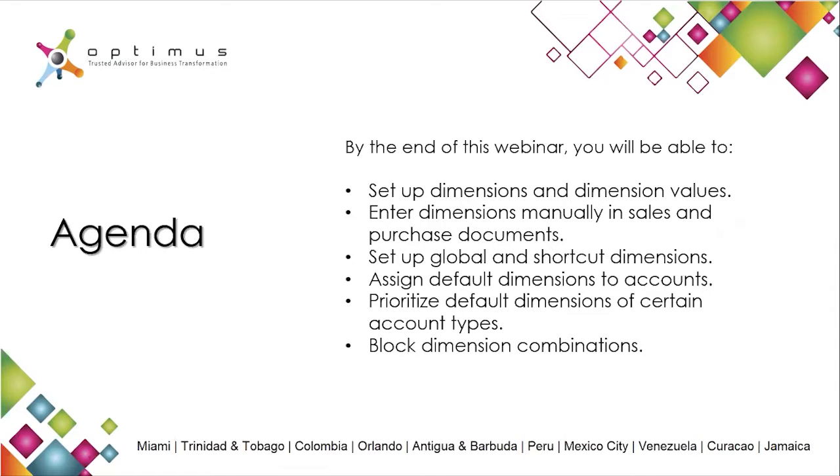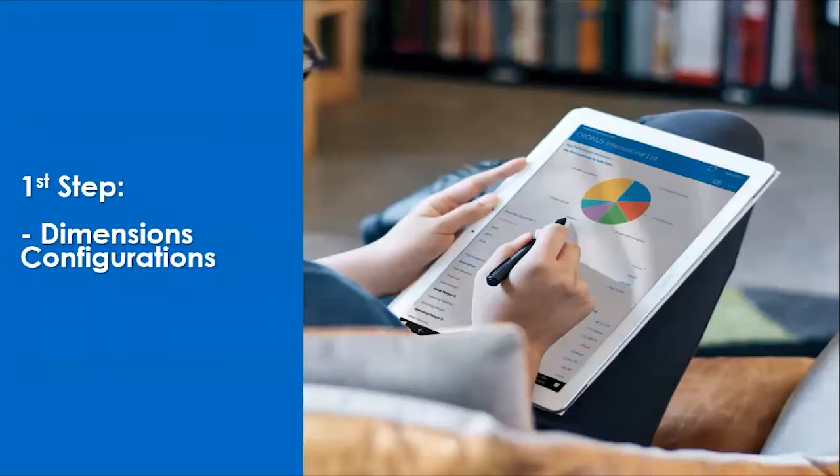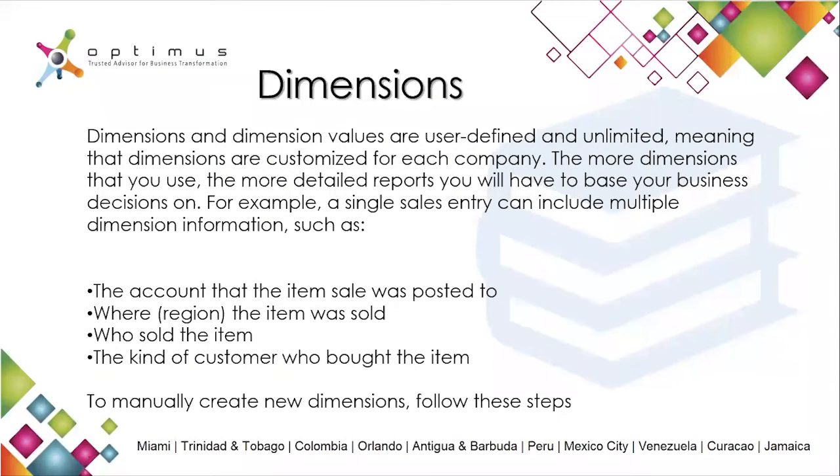Let's explain this. This is the agenda for today. We're going to learn how to set them up, how to use them in purchase documents, and how to set up the entire system so we can use the so-called dimensions. The first step is always to understand and set up the first dimensions. The dimensions and the values that we're going to use are customized by company. We can use 8 dimensions, and we can create detailed reports with those dimensions.